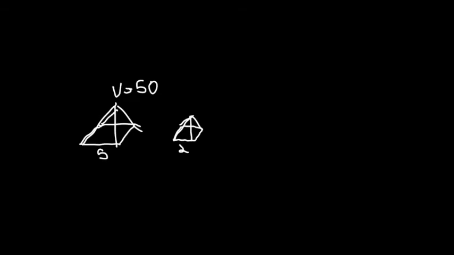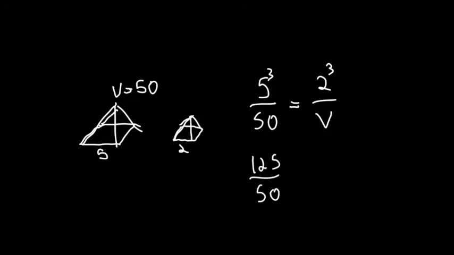Alright, so here we have two square pyramids. One has a base length of 5 and the volume equals 50. The other one has a base of 2, but we don't know the volume. Well, volume is cubed, so when we set up this proportion, if we have 5 over 50 equals 2 over, or we'll put V for volume, we have to cube those numbers because volume is cubed. So that would actually work out to 125 over 50 equals 8 over V.